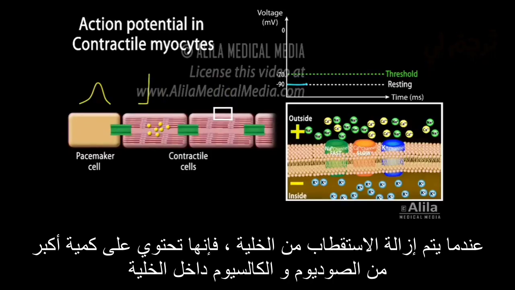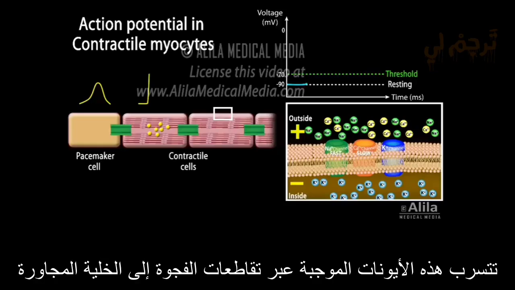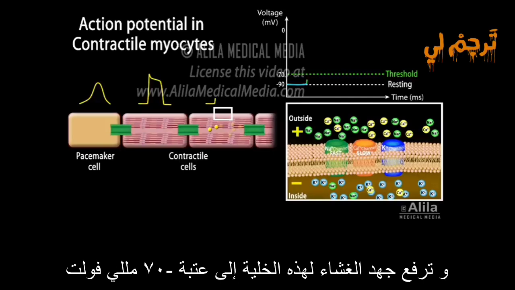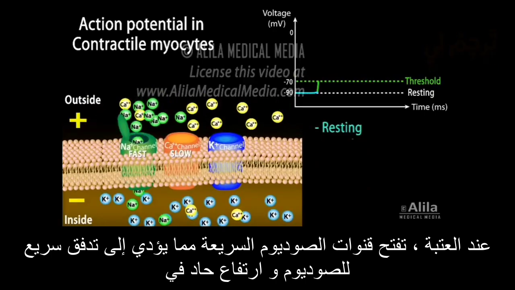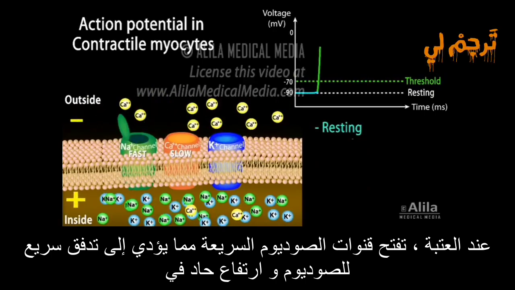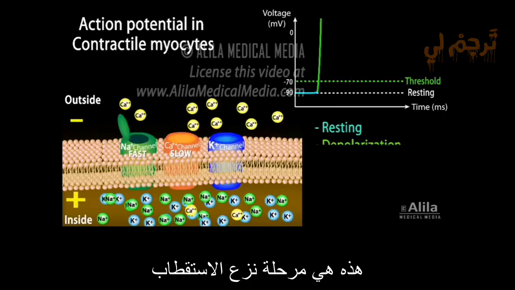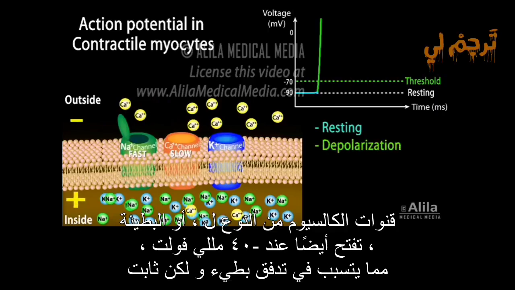When a cell is depolarized, it has more sodium and calcium inside the cell. These positive ions leak through the gap junctions to the adjacent cell and bring the membrane voltage of this cell up to the threshold of -70 millivolts. At threshold, fast sodium channels open, creating a rapid sodium influx and a sharp rise in voltage. This is the depolarizing phase. L-type or slow calcium channels also open at -40 millivolts, causing a slow but steady influx.